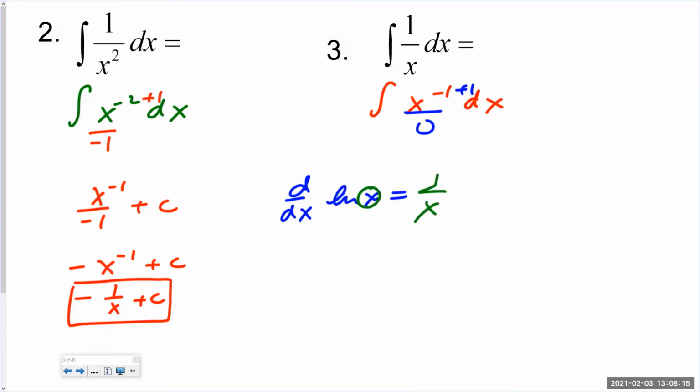Isn't the derivative of ln of x 1 over x? Well, then that means the integral of 1 over x is what? ln of x, okay? And actually, when we do it this way, we put it in absolute values.